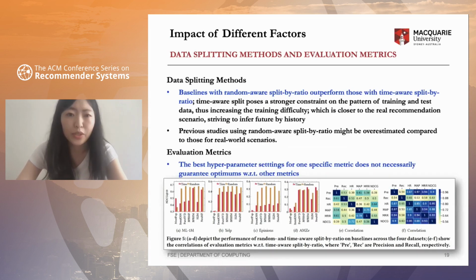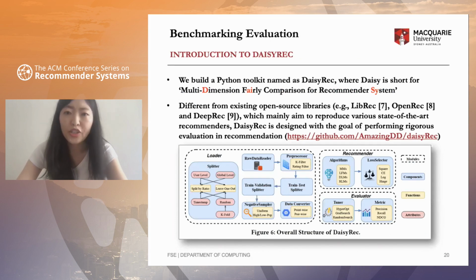And the baselines with random split by ratio outperform those with time-aware split by ratio. Finally, the best hyperparameter settings for one specific metric do not necessarily guarantee optimal results with respect to other metrics. As I mentioned, we also released a Python toolkit with the goal of performing rigorous evaluation in recommendation. And our toolkit is still being updated and maintained.